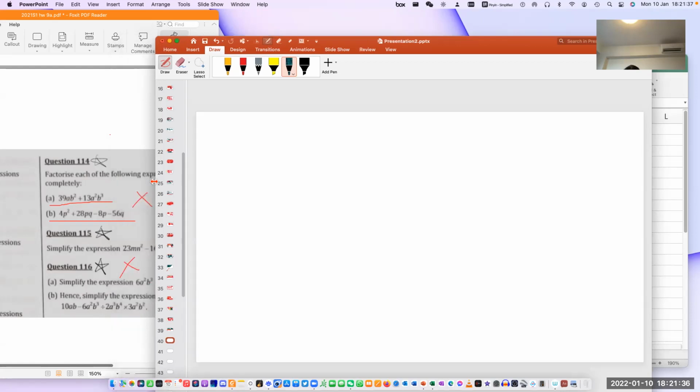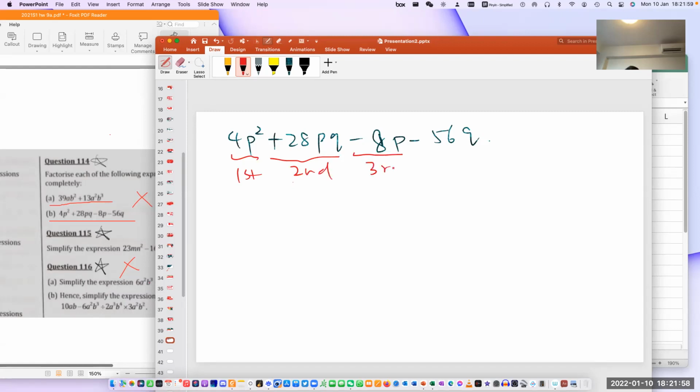B is how many terms? 4 terms. So how are we supposed to do this? By the way, what do I mean by four terms? Four terms means first term, second term, third one, fourth. That's why I say four terms. When you have four terms, you need to group. What do I mean by that?